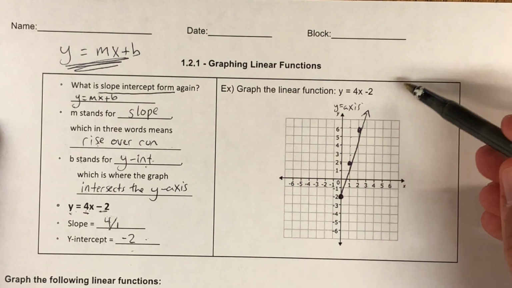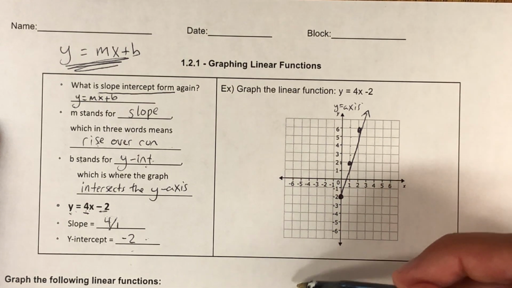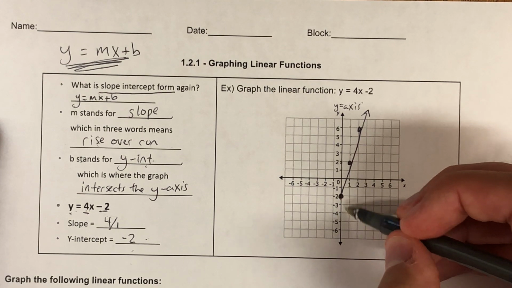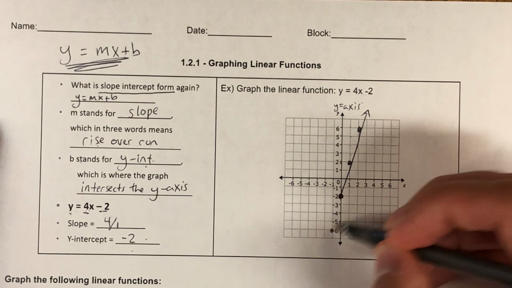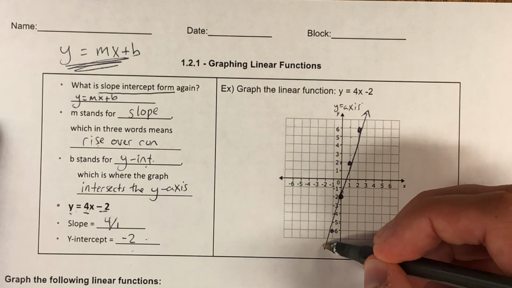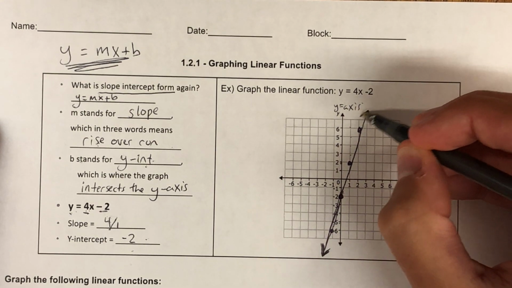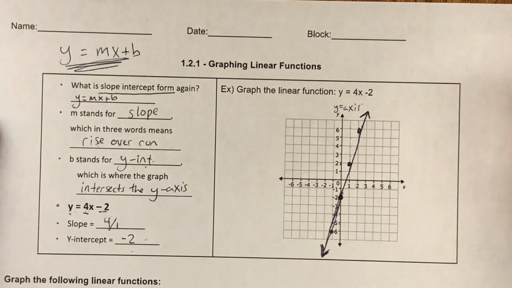And these linear functions don't just go in one direction, they go in the other direction as well, so we would continue the trend. So if we went up 4 and to the right one, that means we should go down 4 and to the left one. And that'll continue this way. And it's good to put the arrowheads on the end to show that it's going forever in both directions.